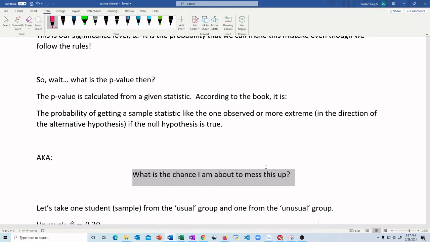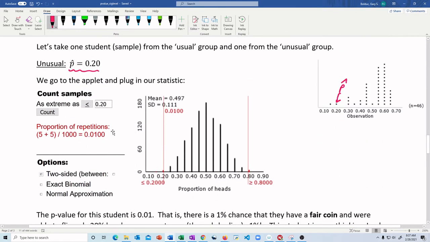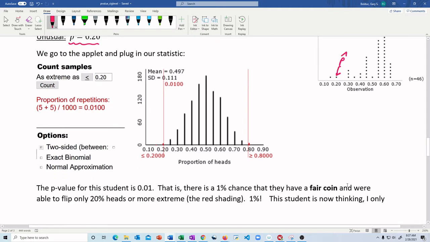So let's go back down to our student. Our p-value is right here, big and red here, 0.01. That's 1%. So the p-value is telling you, student, you got 20% heads. There's a 1% chance if you really have a fair coin. This is important. There's a 1% chance if you have a fair coin for real that you could get something this extreme or more extreme. Wow, 1%. That's small.